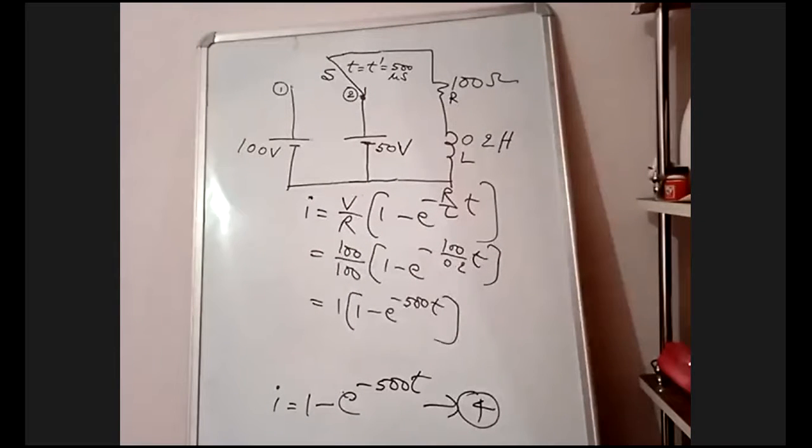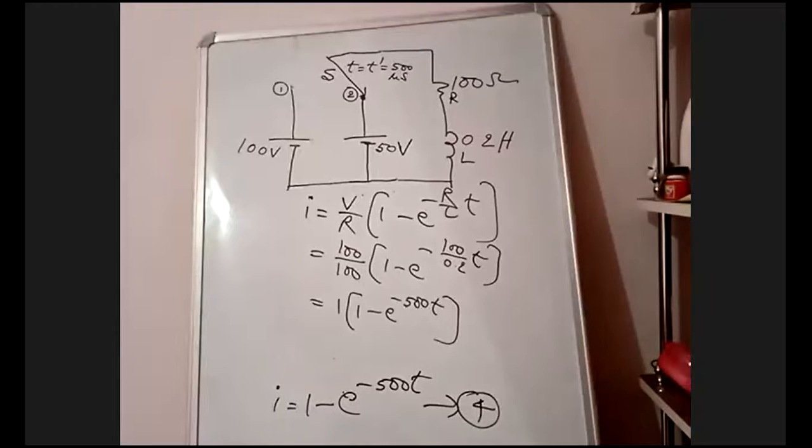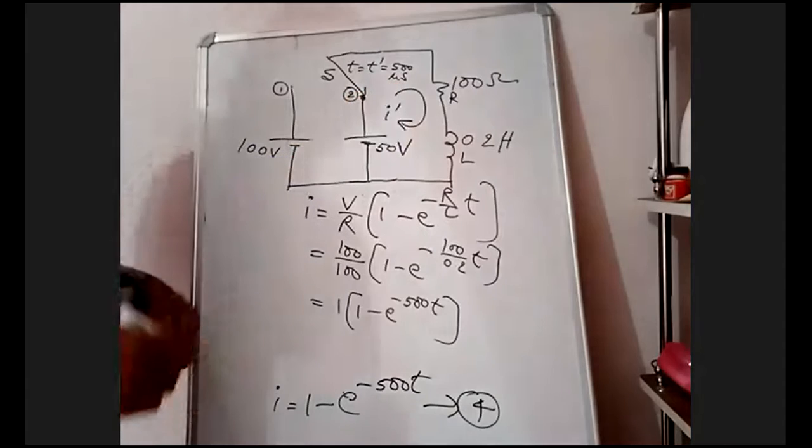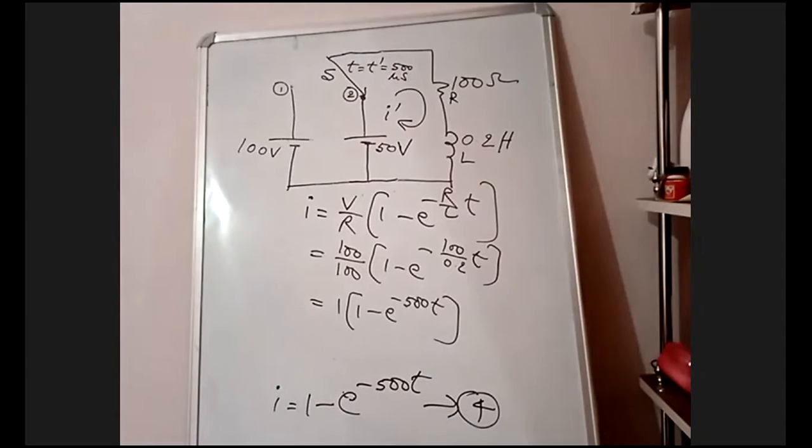Now draw the circuit. Now I am moving the switch to position 2 at t is equal to t dash, that is equal to 500 microseconds. Now here I had to determine the current equation again. Current I dash. Only in the closed loop current will flow.